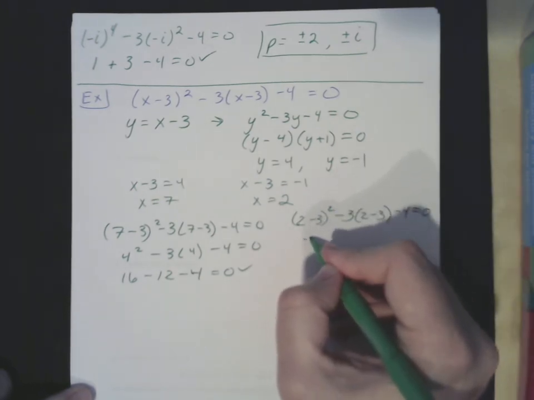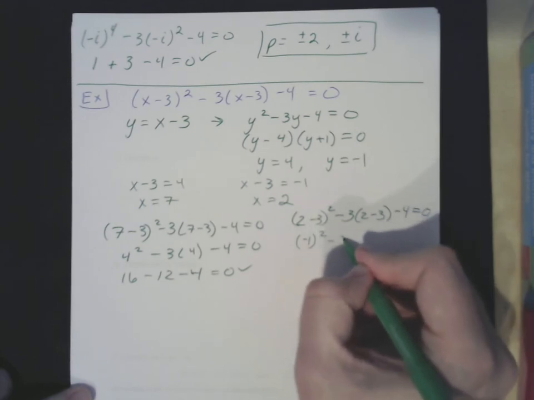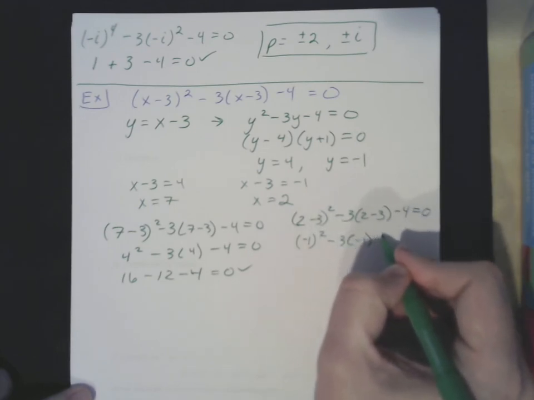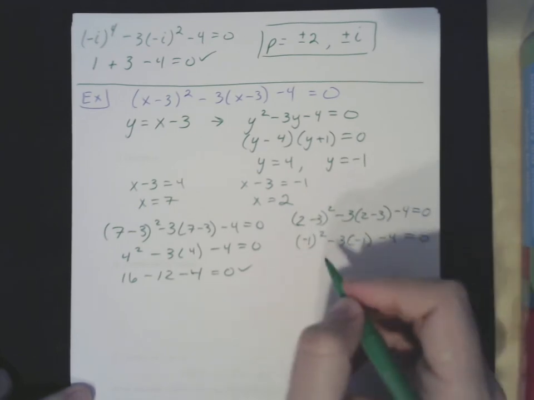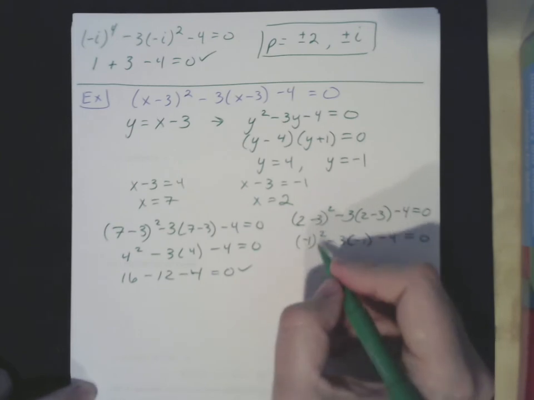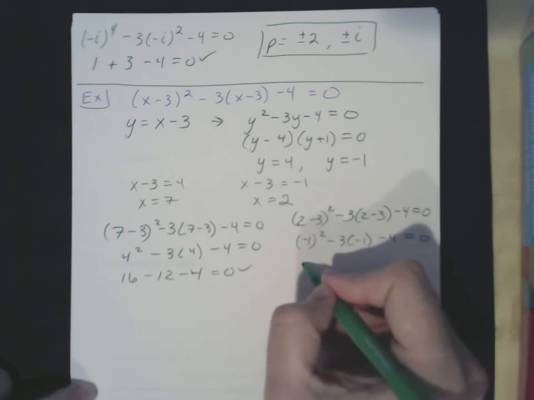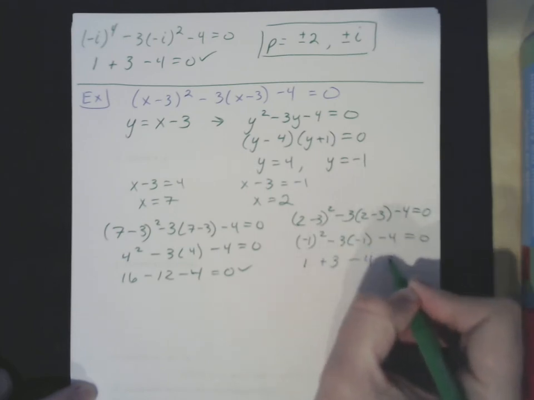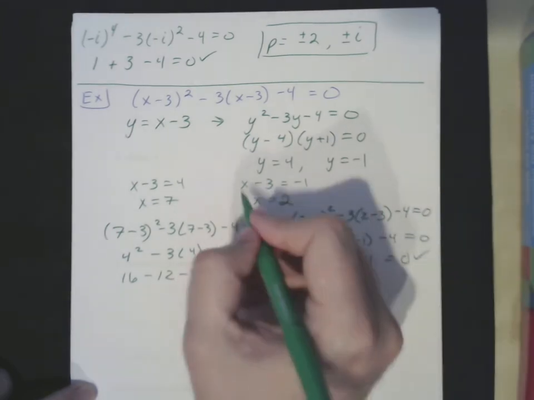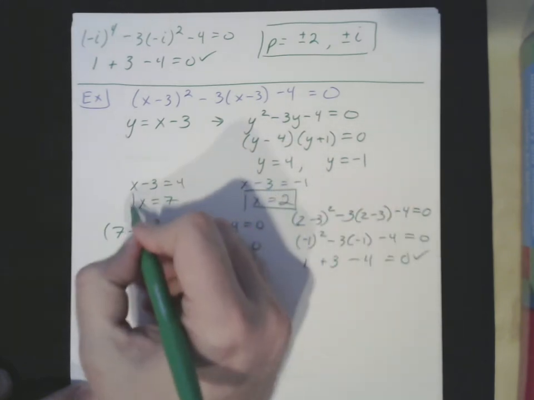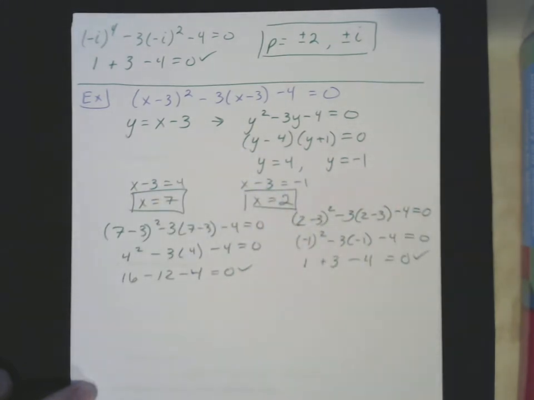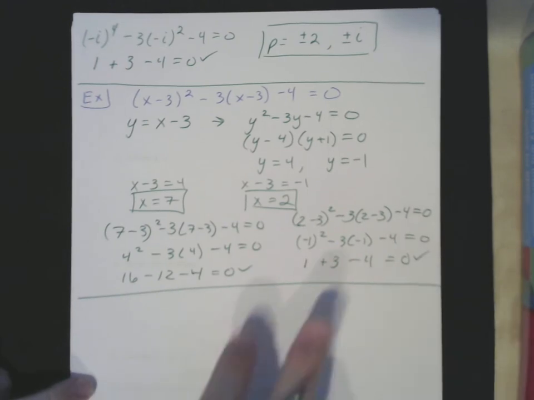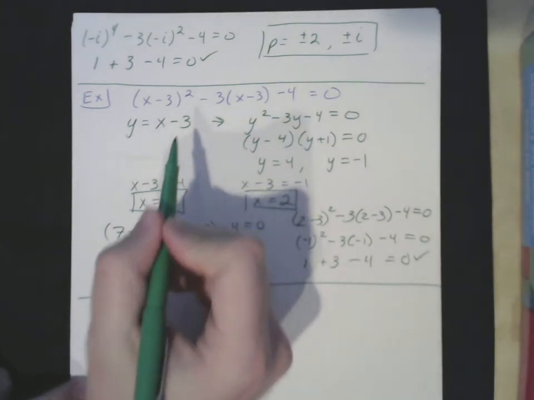2 minus 3 is negative 1 squared. Minus 3 times negative 1 minus 4 should equal 0. Negative 1 squared is just 1. This is plus 3. And that definitely still equals 0. So both of these are solutions. So we always want to check, only because we're doing the substitution here.